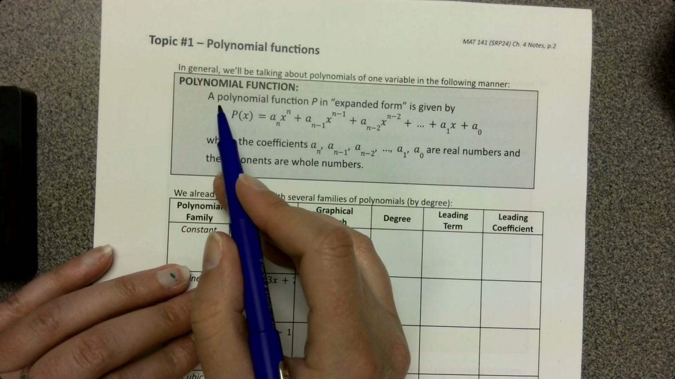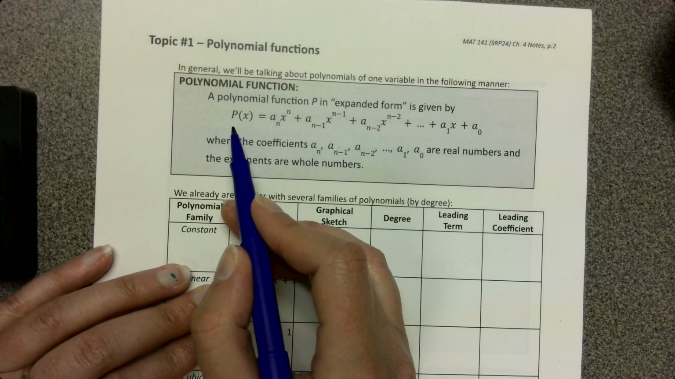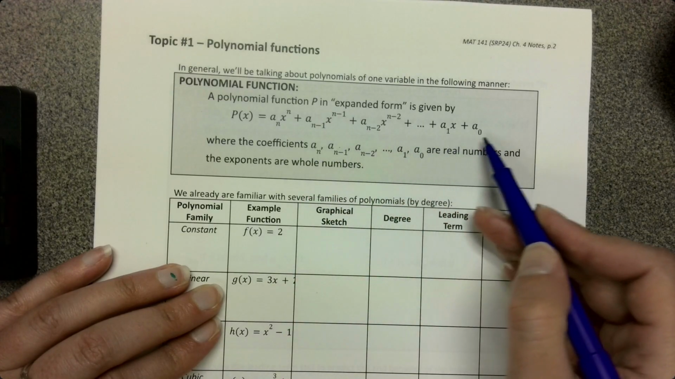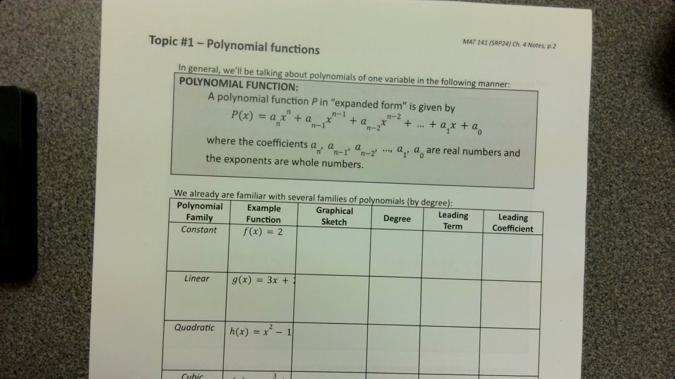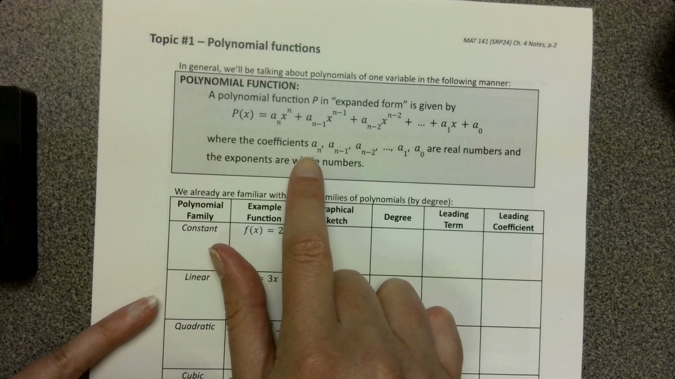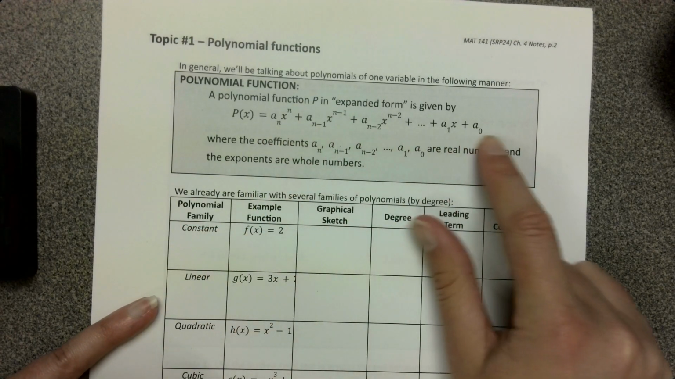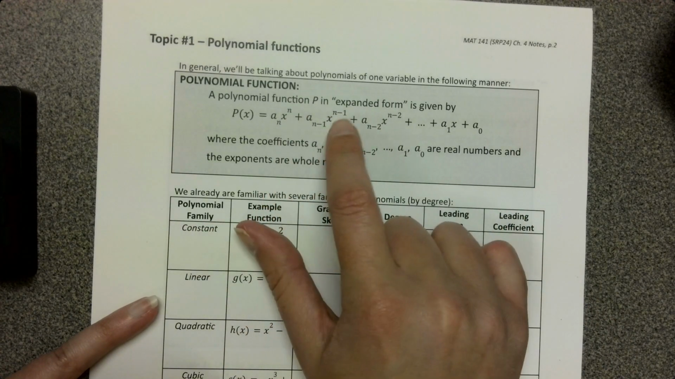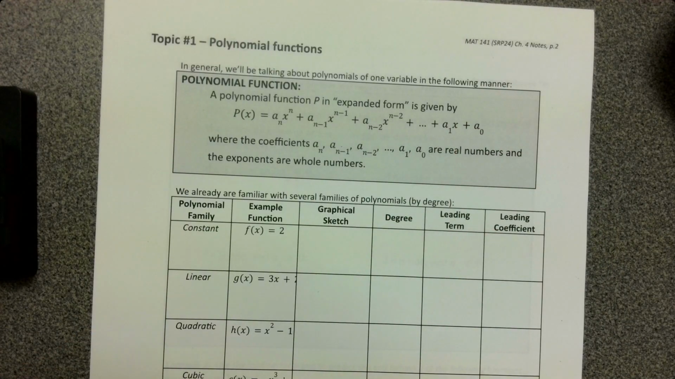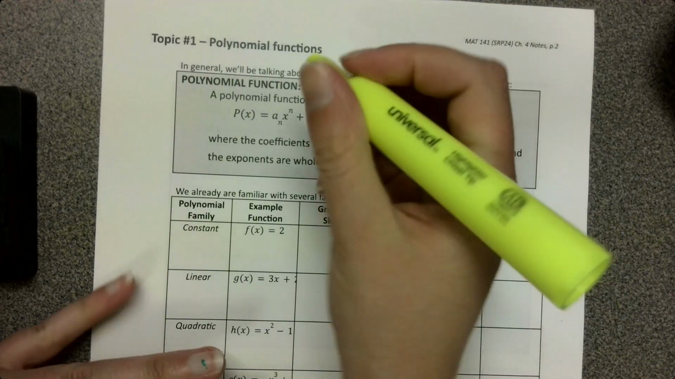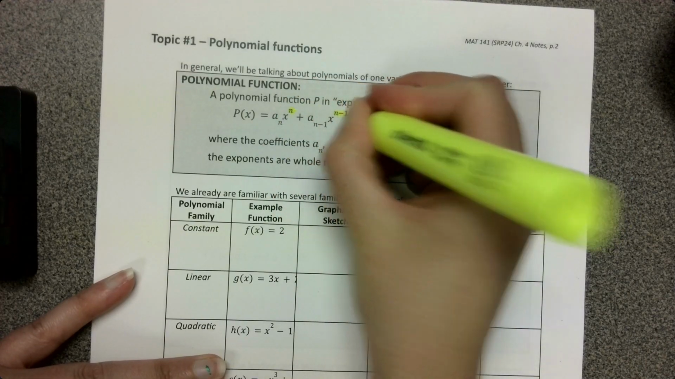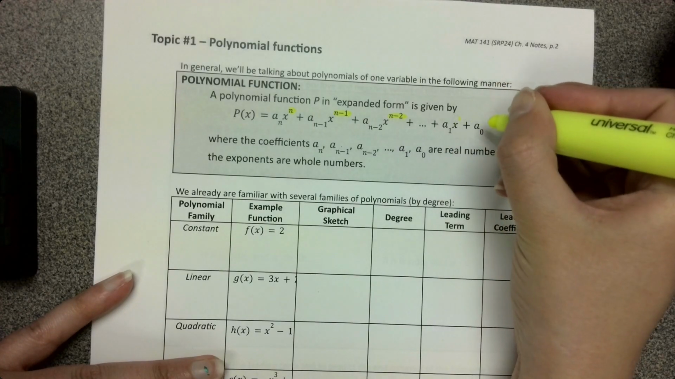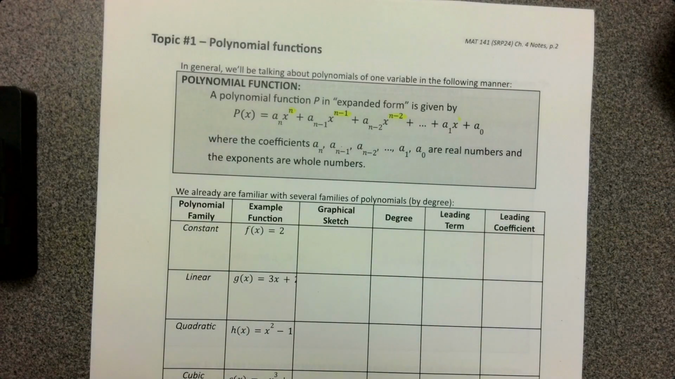A polynomial function in expanded form is given by p of x equals a sub n x to the n plus a sub n minus 1 x to the n minus 1, and so on down to a sub 0. In this polynomial, the coefficients are represented by a sub n, a sub n minus 1, and so on. Those coefficients are real numbers, and each of the exponents, n, n minus 1, and so on, are whole numbers. This would be x to the 1, finally, and then x to the 0 is our constant term right here.